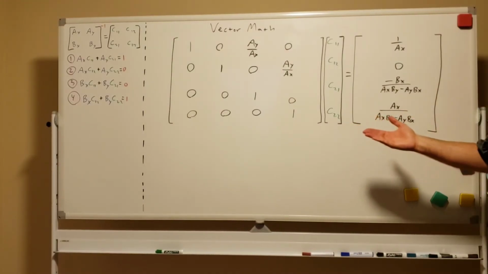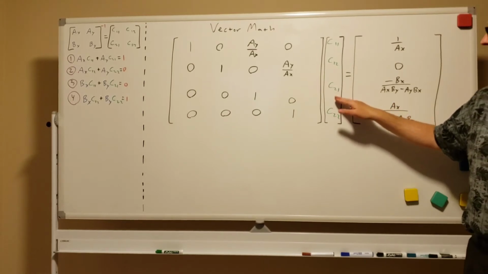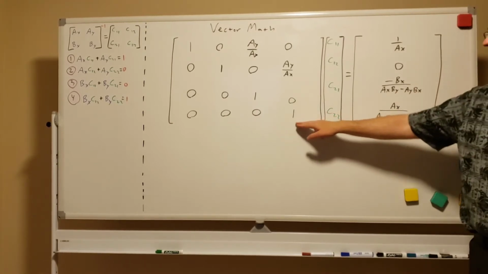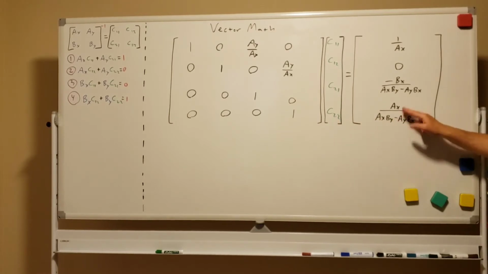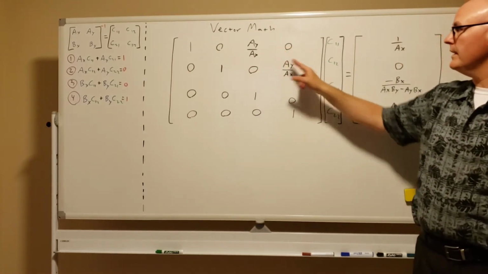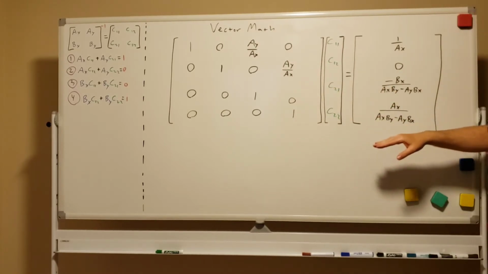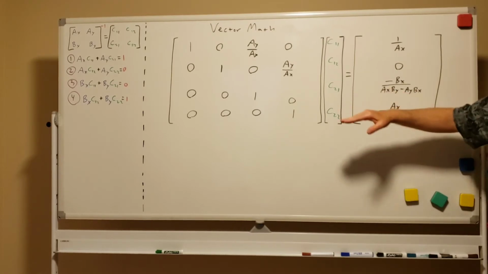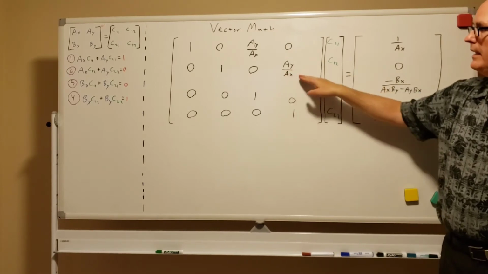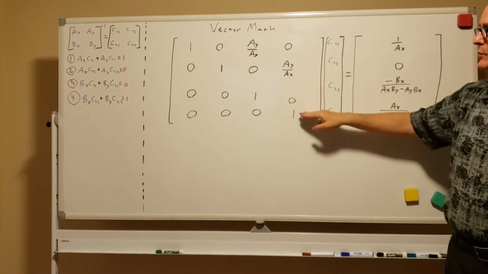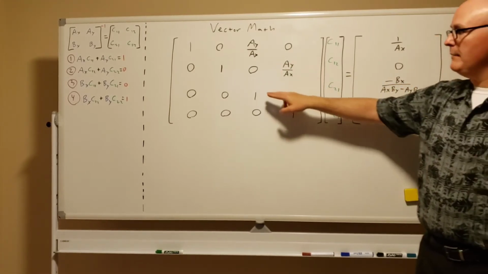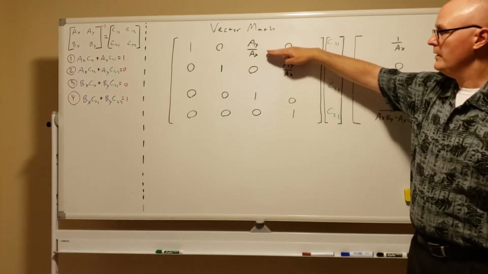So I now have the identity of C21, which is negative b over ax by minus ay bx, and I have the identity of C22, which is ax over ax by minus ay bx. I still need to do some manipulations to get the identity of the other two. So now I'm going to multiply and subtract. So I'm going to multiply the 4th row by ay over ax and subtract it from here in order to remove this term. And I'm going to do the same for this row with this row to remove this term.